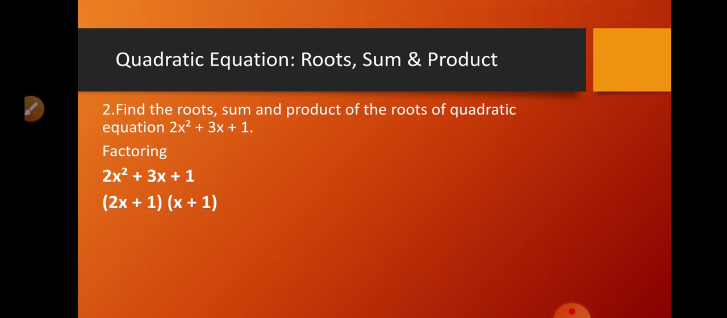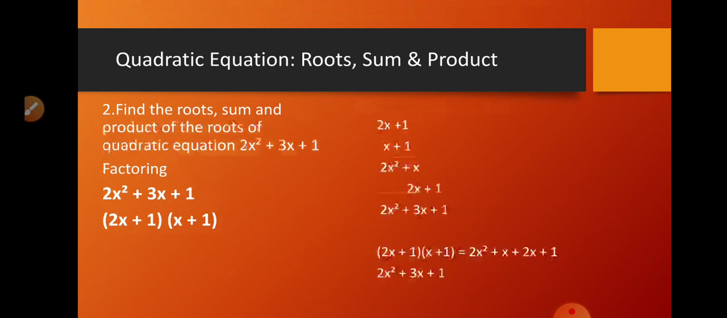Still, we can think of the factors of a and c. What are the factors of a and c? Our a is 2 and our c is 1. So think of small numbers. So we have 2 and 1 as the factors. So we can apply trial and error. Let us try some. So we have 2x plus 1 times x plus 1.